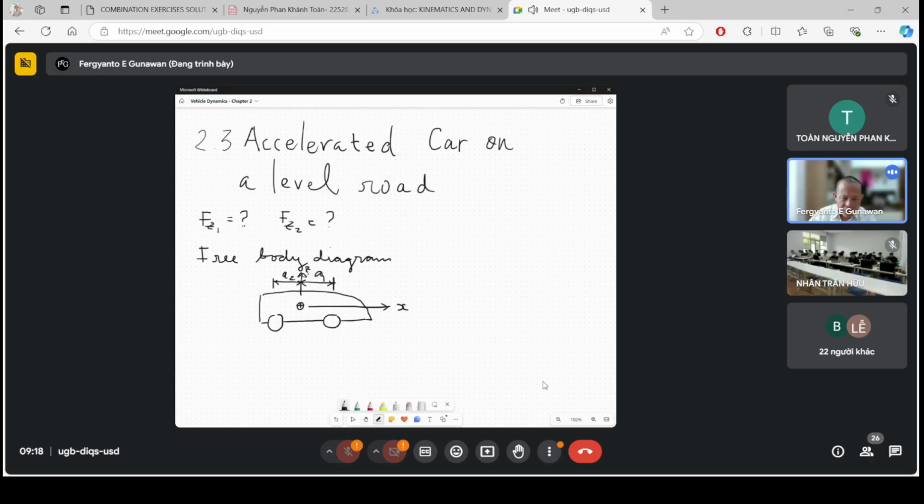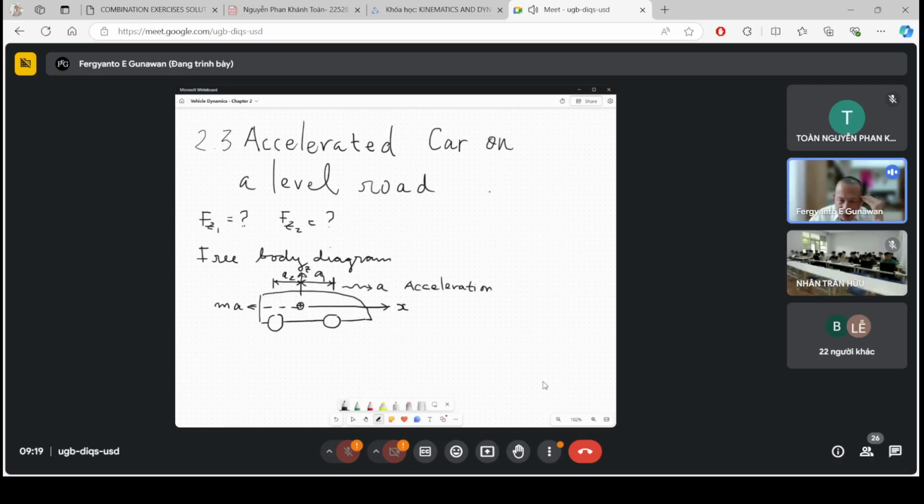This is the z direction, and this vehicle is moving at a certain acceleration a to the front. I'm going to write it down here: the acceleration. As it moves with the acceleration to the front, it will produce an inertia force. So the inertia force will be this way. That is the inertia force.